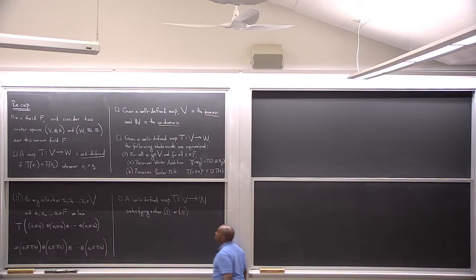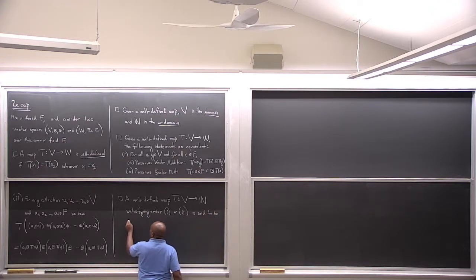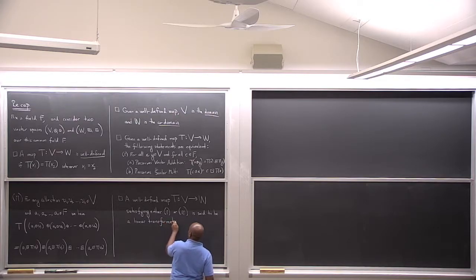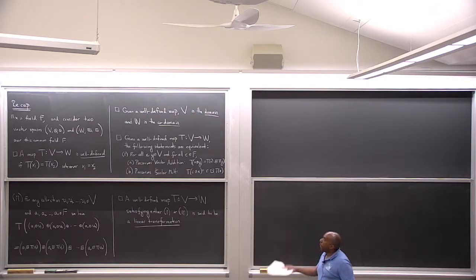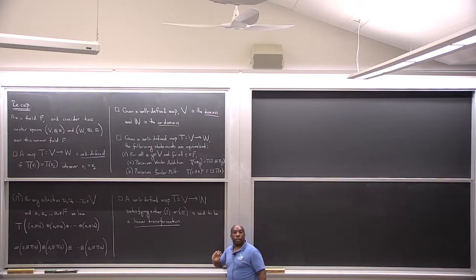So again, a well-defined map satisfying either statement 1 or statement 2 above is said to be a linear transformation. Okay, so we have the idea of a well-defined map, the idea of a domain, codomain, the idea of a linear transformation. And finally, I want to remind you of what we mean by a matrix representation. So to every linear transformation, there's a few ways we can associate a matrix.